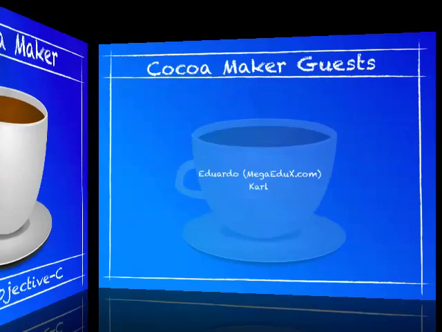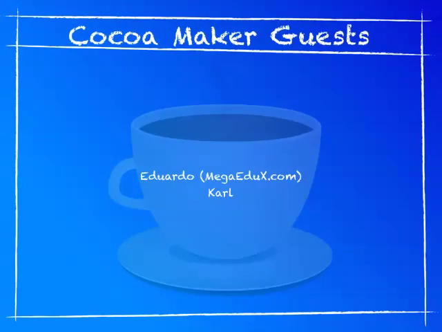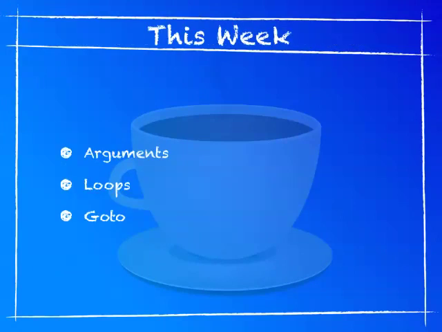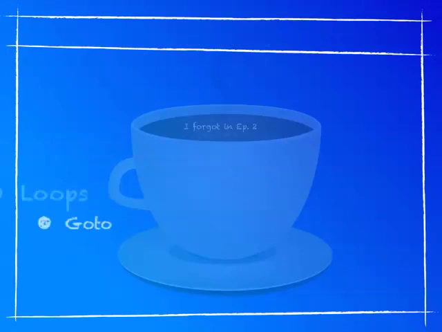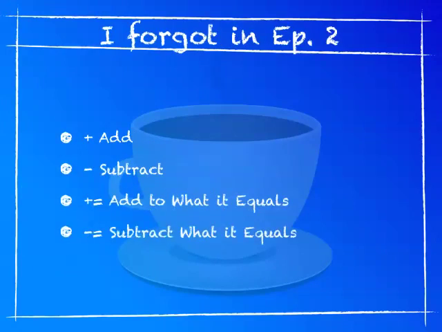I'm here with Eduardo and Karl, and we're going to be teaching you the basics of Coco. This week, we're going to be teaching arguments, loops, and Goto. But first, I forgot these few equations inside of Episode 2. It's add, subtract, add to what it equals, and subtract what it equals, and you can figure all that out from the previous episode.